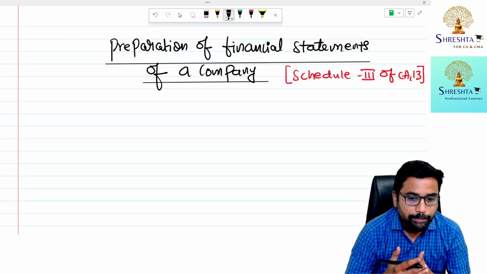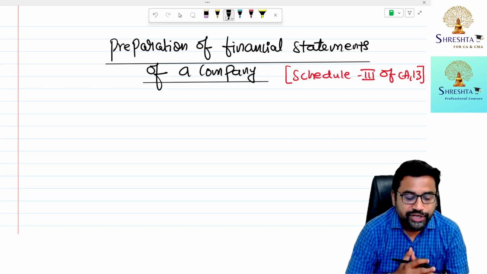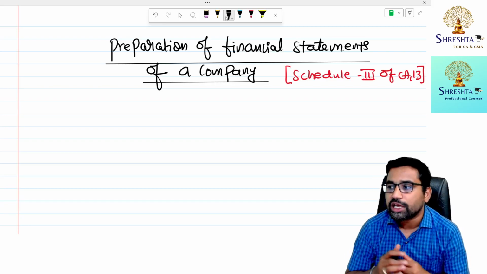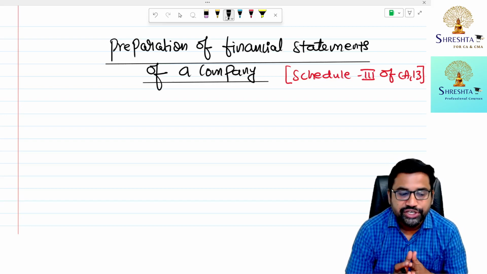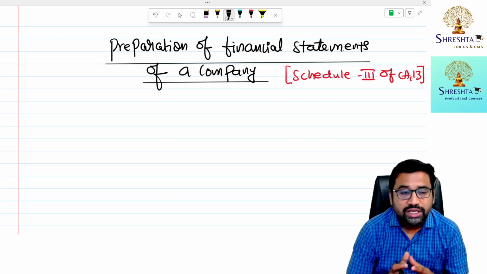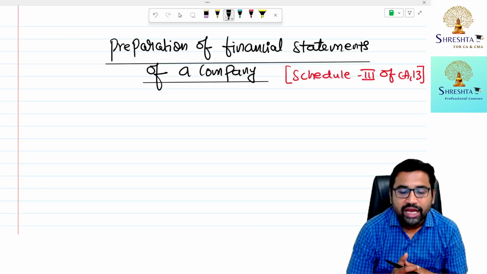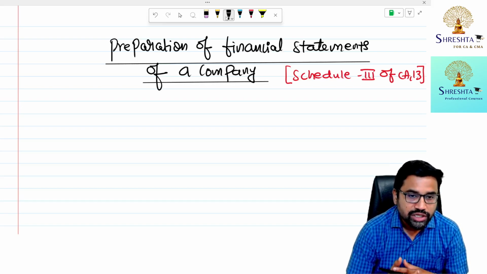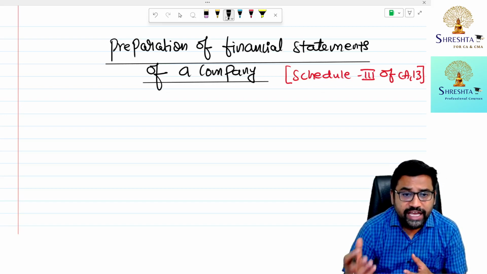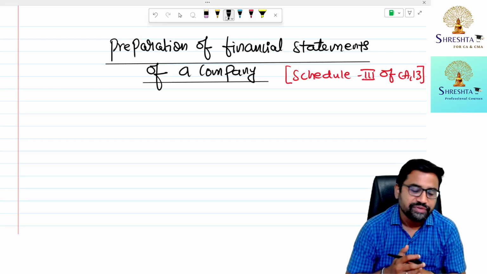balance sheet as at the year end, P&L account for the financial year, and if you are a non-profit organization, instead of the P&L account we will prepare an income and expenditure account. Next, the cash flow statement for the financial year, we learned. Next, we discussed the statement of changes in equity, and also we discussed that financial statements include any explanatory statement, notes to accounts forming part of the above. So this is the meaning of financial statements.